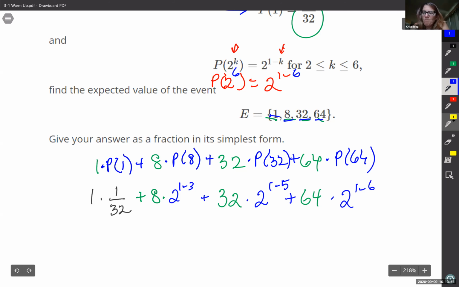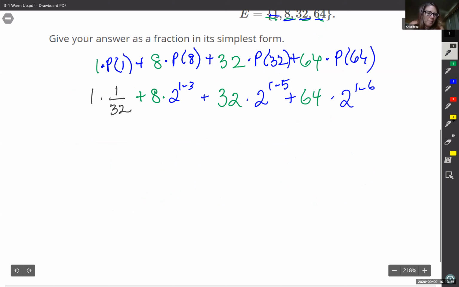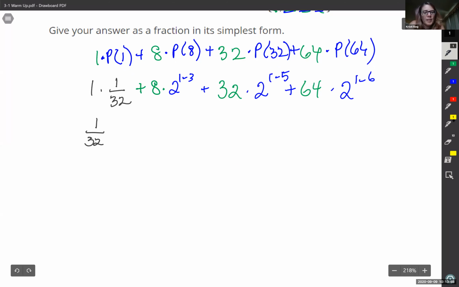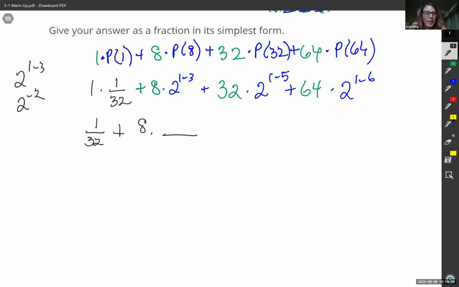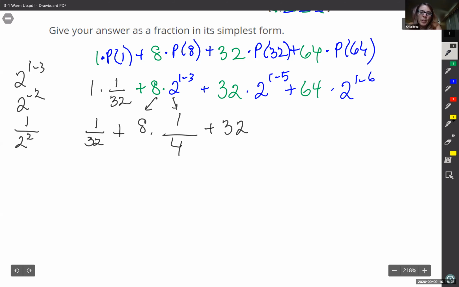All right, so the first guy, our 1, that's already taken care of. Next up, we have 8 times, and then 2 to the 1 minus 3 is 2 to the negative 2. 2 to the negative 2 means to put that number in the denominator, so that would become 1 over 4. Notice I kept the 8. All I was changing was that fraction. All right, 32, and now we're going to do this one again. So 2 to the 1 minus 5, well, 1 minus 5 is negative 4.